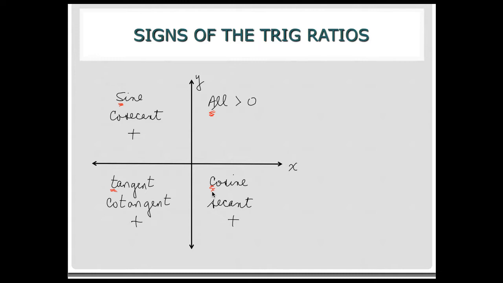One that a lot of students know is "All Students Talk and Chat." Another one is "All Students Take Calculus." So there are a lot of acronyms out there that will help you remember what's positive where. Eventually, I think you'll get to the point where you just think in terms of the x and the y values and whether they're positive or negative, and which combinations are going to yield positive ratios in the end.